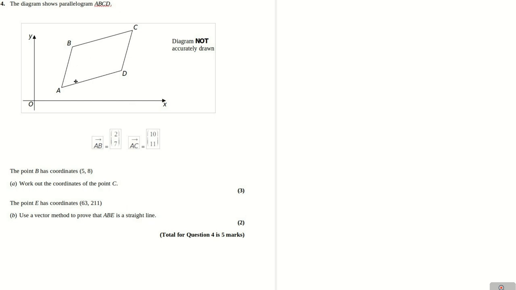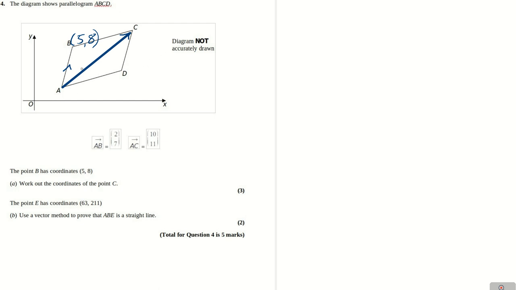So we've got a parallelogram and it gives us the coordinates of point B, so that's at the point 5, 8. Doesn't give us any other coordinates, but it tells us the vector AB, and it also gives us the vector AC, so it tells us what that vector there is. Okay, now first thing we've got to do in part A is find the coordinates of this point C up here.